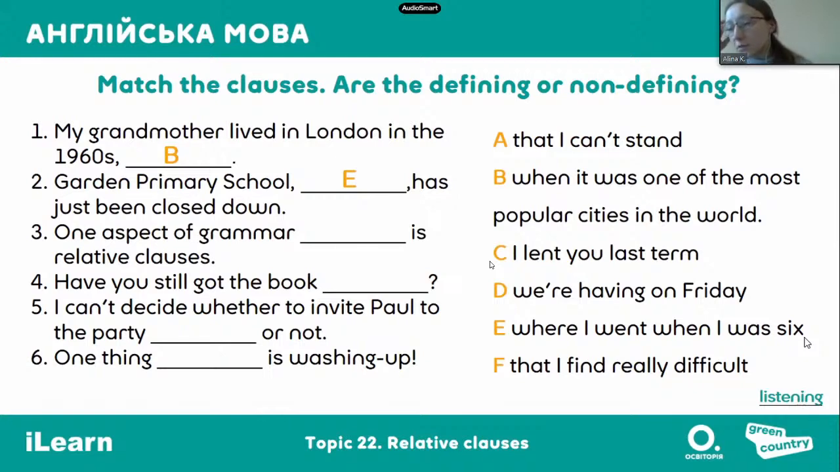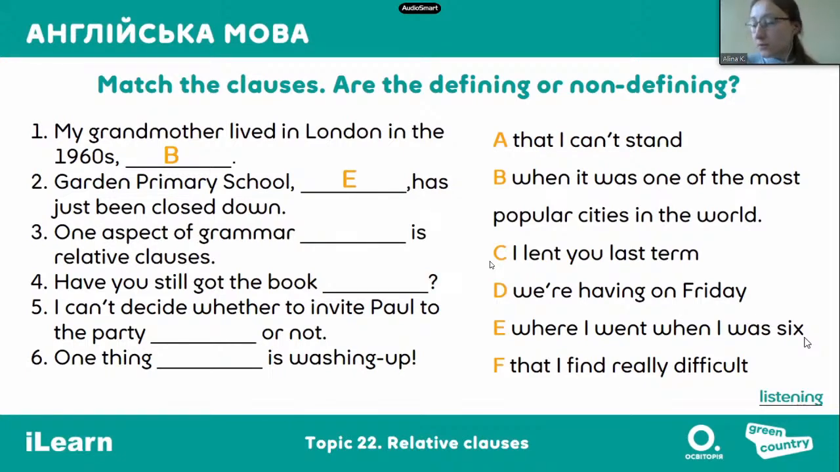By the way, can we put that here or not? А that, ми знаємо, що ми можемо замінити when, where і why на слово that. В цьому випадку ми можемо його замінити чи ні? What do you think? Number 2. Can we replace where with that?